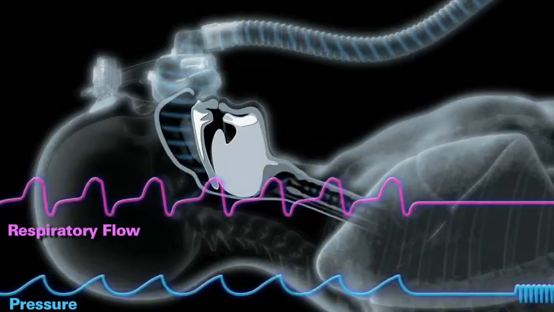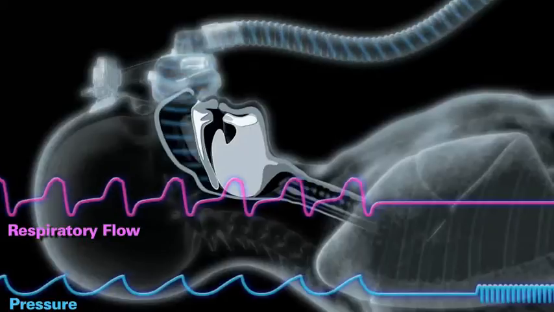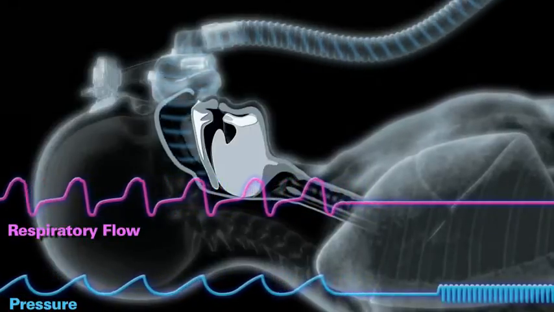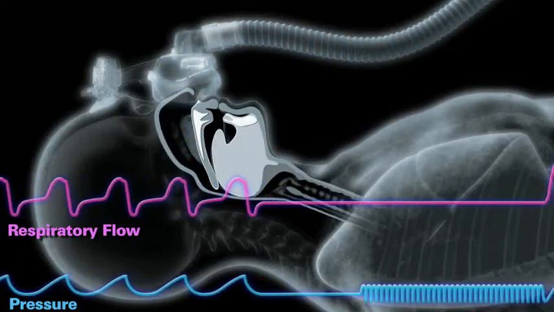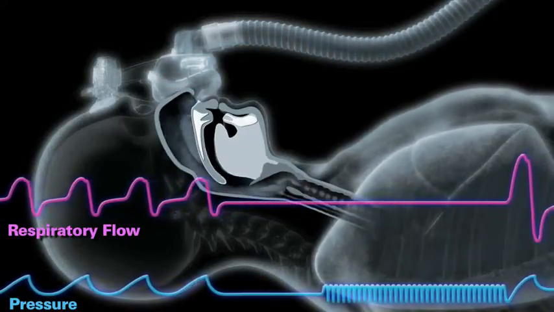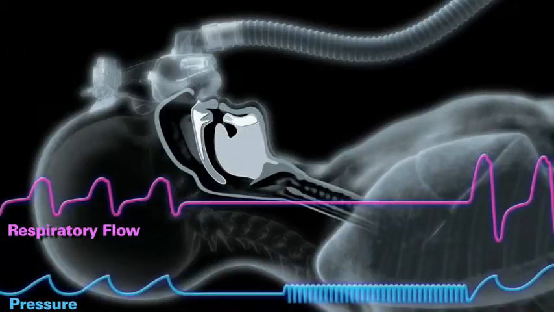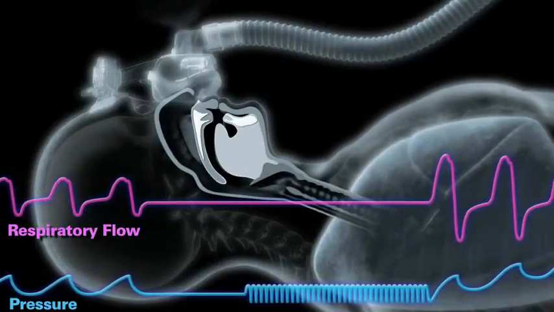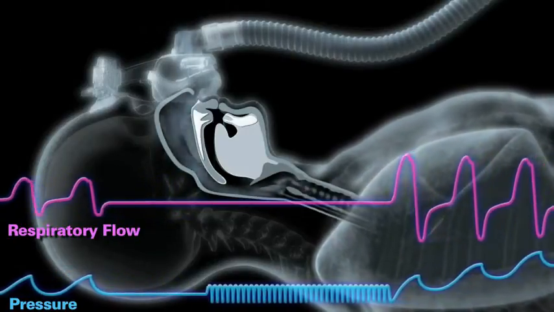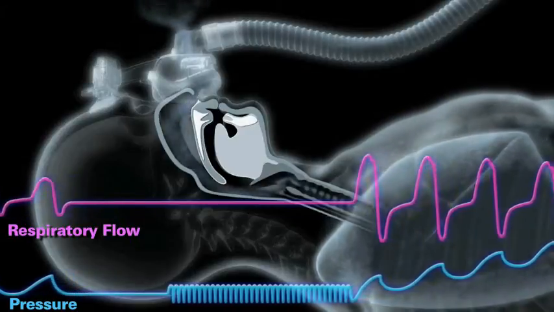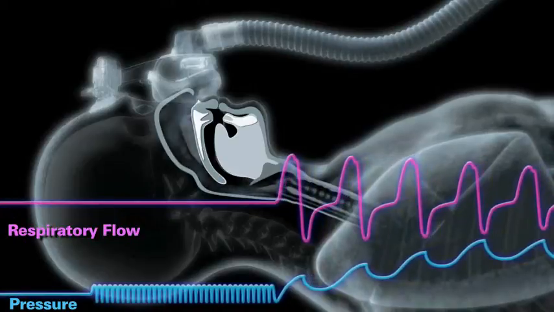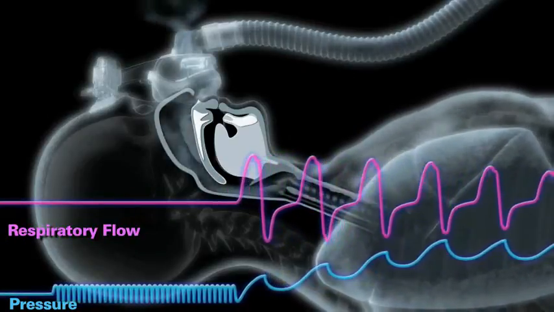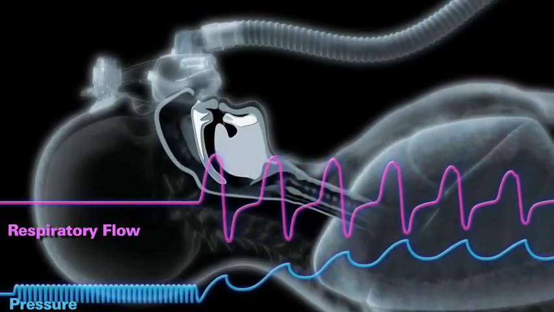Small oscillations in pressure are added to the current device pressure. The CSA detector uses the resulting flow and pressures to measure whether the airway is open or closed. If the airway is closed, there will be little or no flow, and fluctuations in mask pressure will be little diminished. Recognizing this as an obstructive event, the device will increase treatment pressure in proportion to the severity of the event.